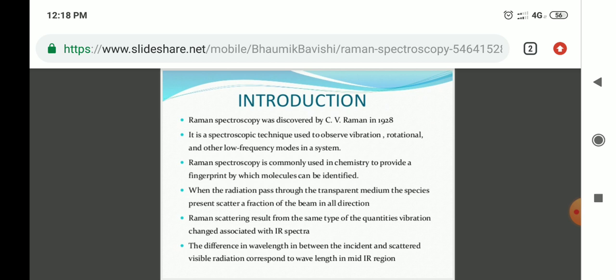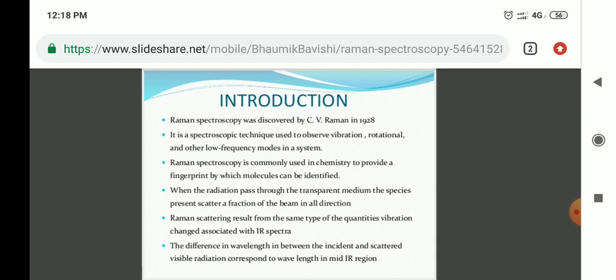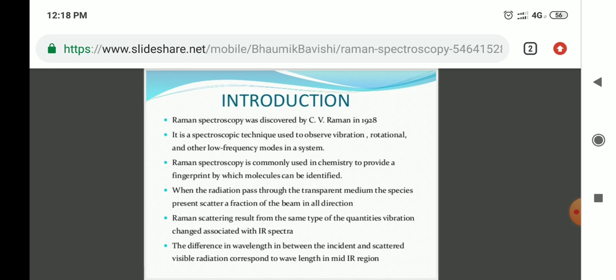Raman spectroscopy was discovered by C.V. Raman in 1928. It is the spectroscopic technique used to observe vibrational, rotational, and other low frequency modes in a system. Raman spectroscopy is commonly used in chemistry to provide a fingerprint by which molecules can be identified.